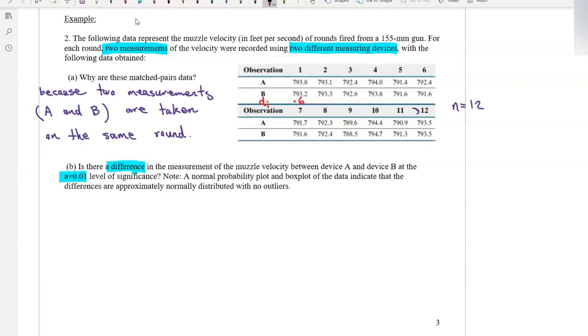So let me write the formula. Di, where i is 1, 2, up to 12. The first one, D1, is equal to A minus B. D2 is, again, A minus B. Let's use the same thing here, A1, B1, here A2, B2. Finally, D12 is A12 minus B12.